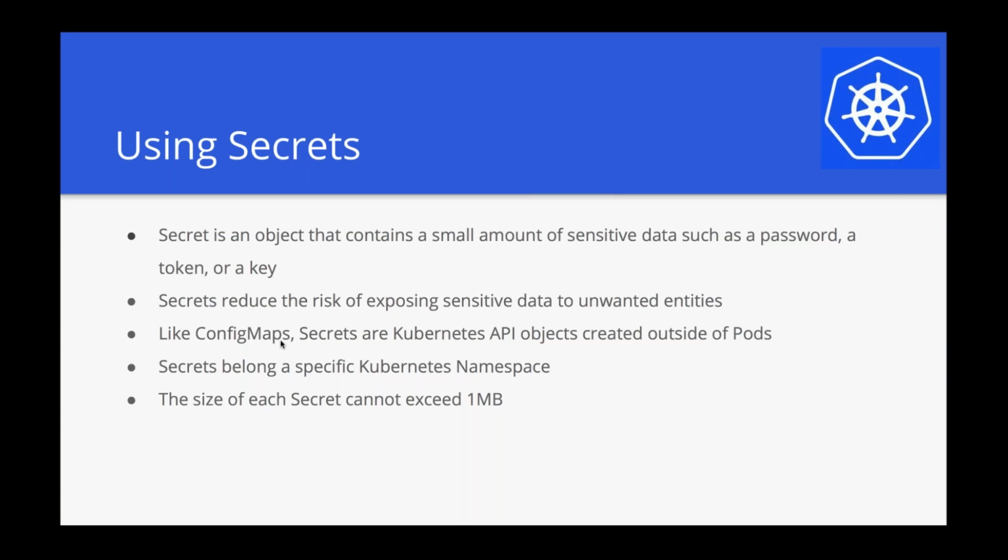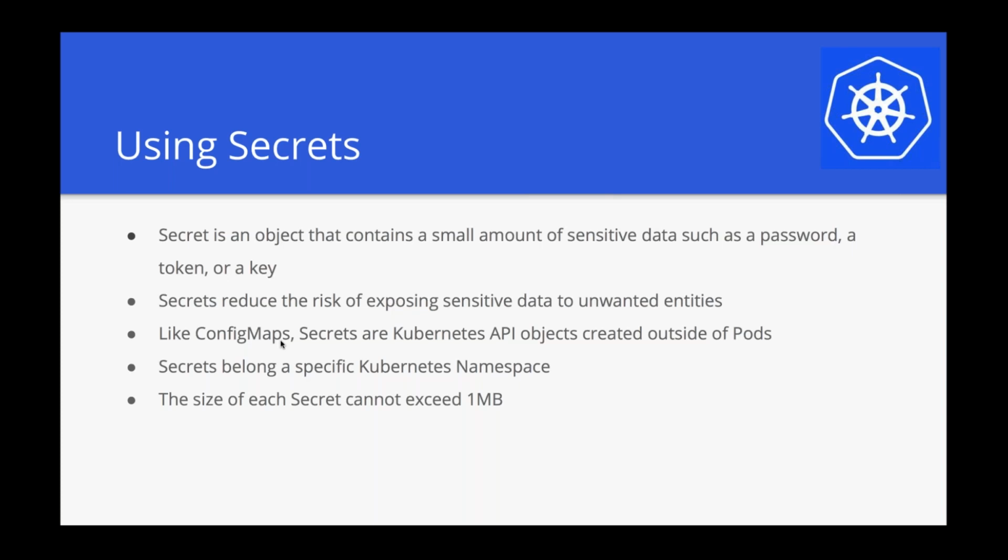So secret is also a Kubernetes object that contains a small amount of sensitive data, something like a password, a database username, an API key, or even PEM files if you're actually using SSL. So all of them make good candidates for you to package as secrets. Secrets reduce the risk of exposing sensitive data to unwanted entities.